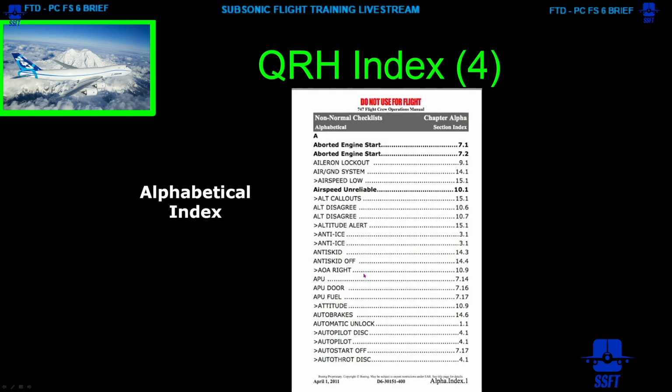And then behind that would be the alphabetical index. And this would include everything. So everything's here: quick action items, ICAS messages, unenunciated messages. Everything's here, in alphabetical order. So if you're not sure where to go, this would be the checklist to go to, because that's going to be the checklist that gives you everything, all items.